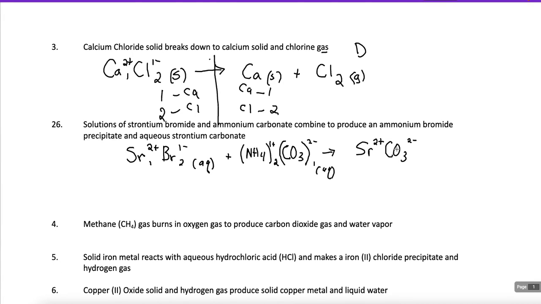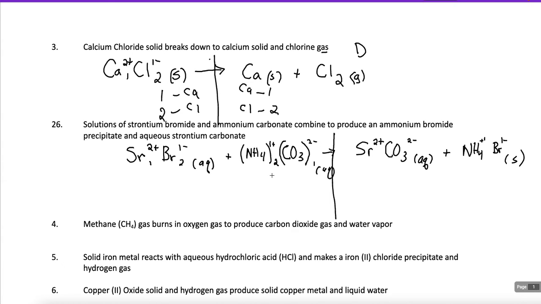Okay, now it's going to produce aqueous strontium carbonate, so that means that's aq, plus ammonium bromide. So ammonium is NH4, and it's positive 1, and the bromide is Br 1 minus. So positive minus, you don't need to crisscross anything. Okay, and that is a precipitate. That means that's a solid. Okay, now let's balance this thing out.